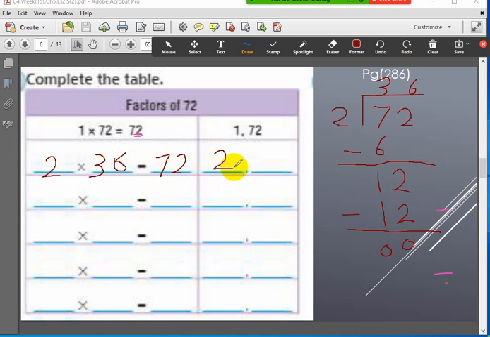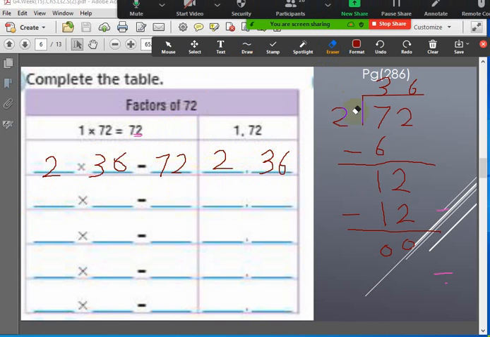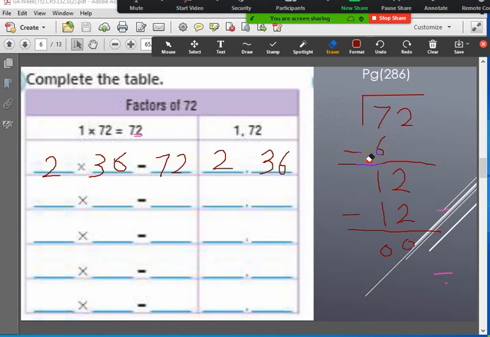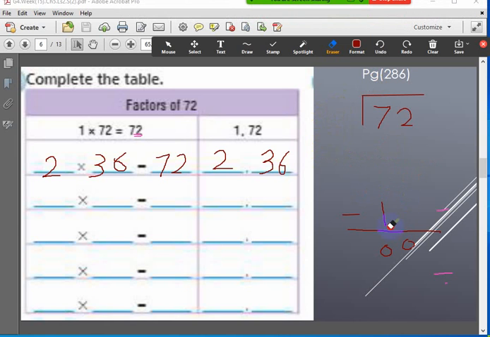So those two factors, 2 and 36. Let's try another. I want to find another two factors. Think about the divisibility rules. Can I divide 72 by 3? Think about it. Can I divide it? Very good, Lana. Yes, I can.